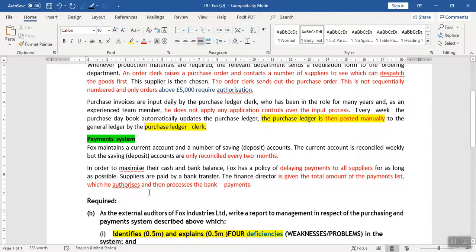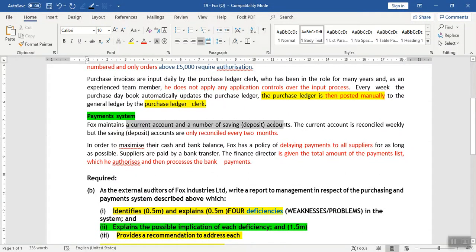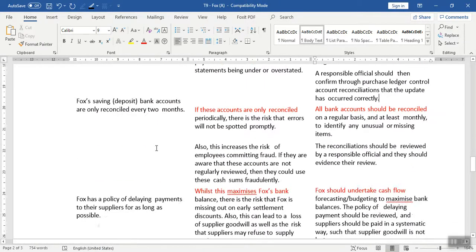Next one, the payment system. Fox maintains a current account and a number of savings deposit accounts. The current account is reconciled weekly, but the savings deposit accounts are only reconciled every 2 months. Wow, every 2 months. Normally, at the longest, the staff need to reconcile once a month, but they reconcile every 2 months. So what is the problem? They cannot spot problems and errors immediately. Only 2 months later, when they reconcile, can they find out. Sometimes it's too late already. So you can see the Fox savings deposit bank accounts are only reconciled every 2 months.